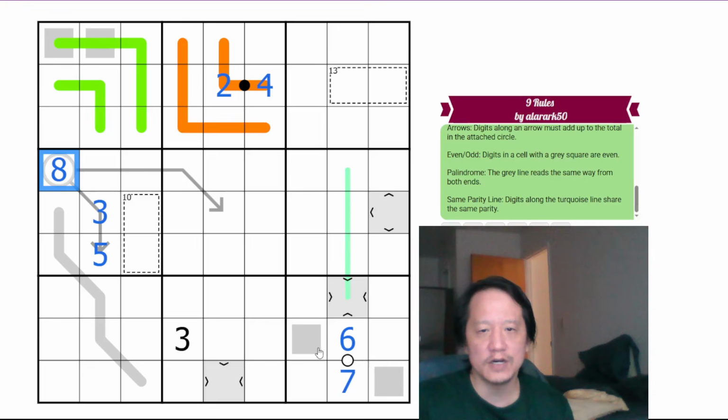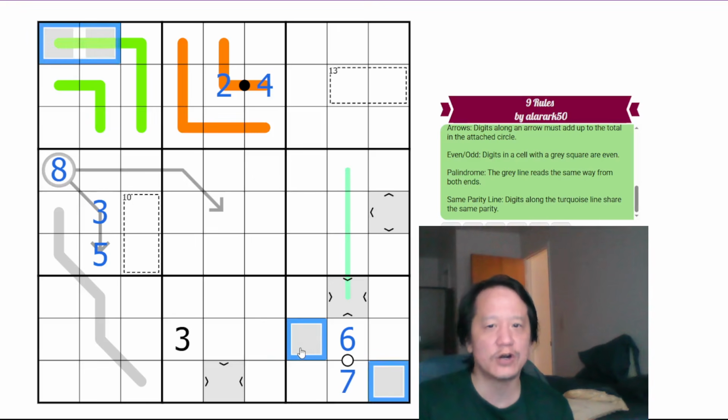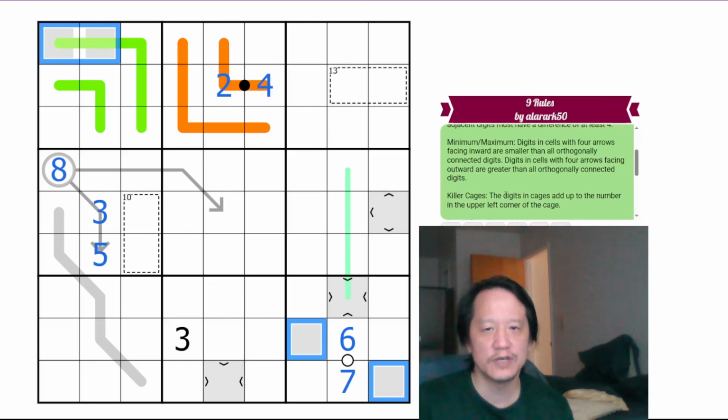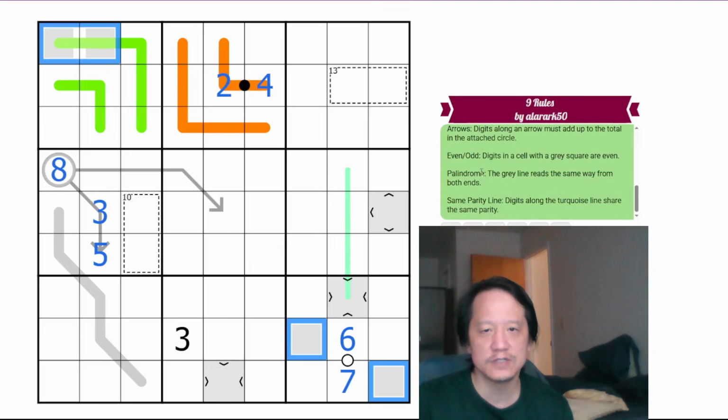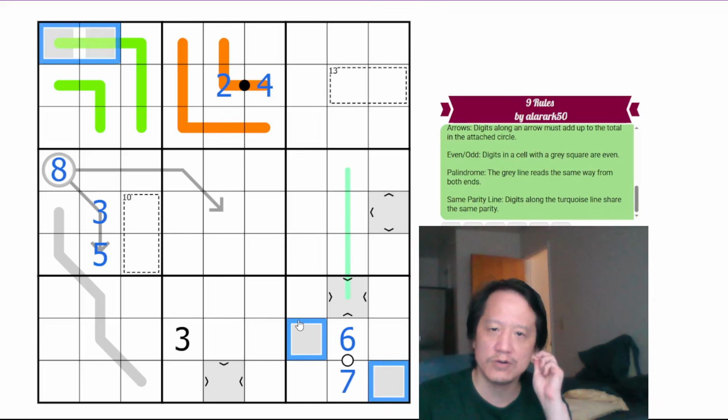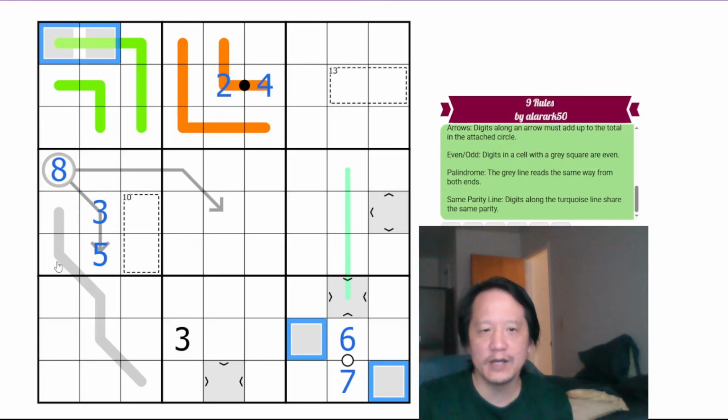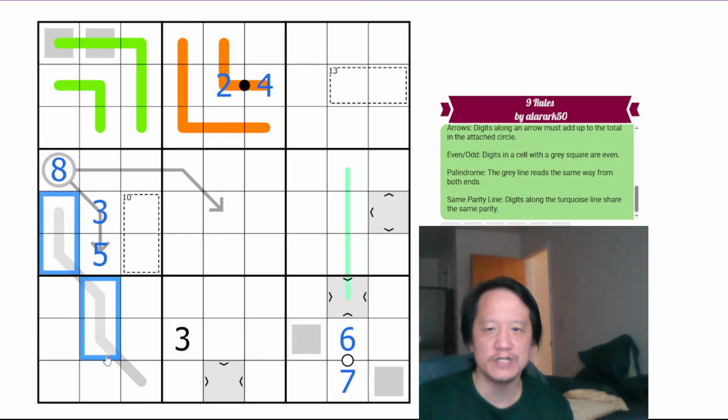We have even and odd, where digits in cells with gray squares are even. Okay, so that's another rule set there. That's rule 7, I guess. 1, 2, 3, 4, 5, 6, and 7. Yep. So these digits must be even because they have a gray square in them. We have a palindrome where the gray line reads the same way from both ends. So it must read the same going this way as it does going this way. So that's how a palindrome works.